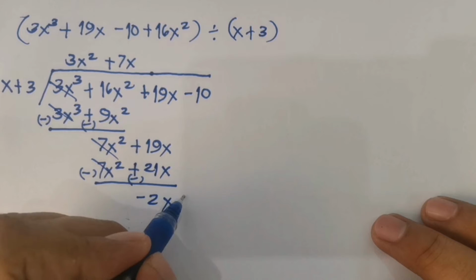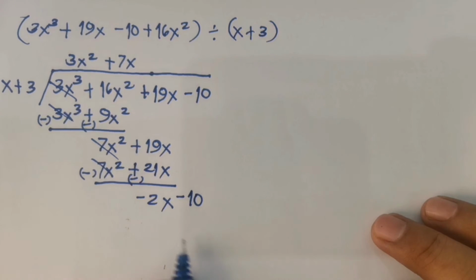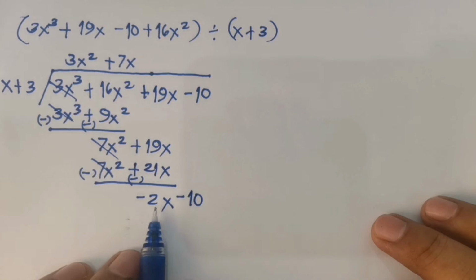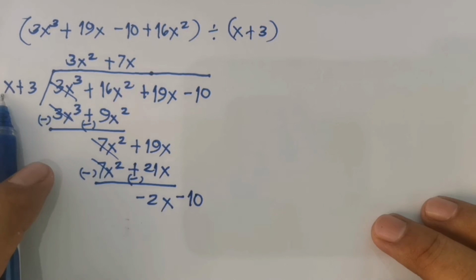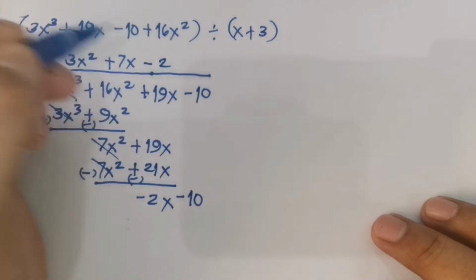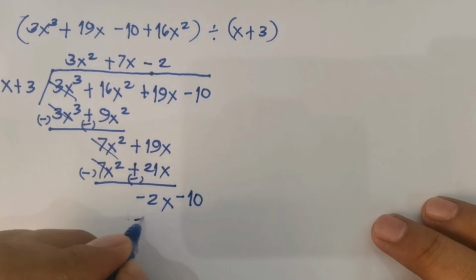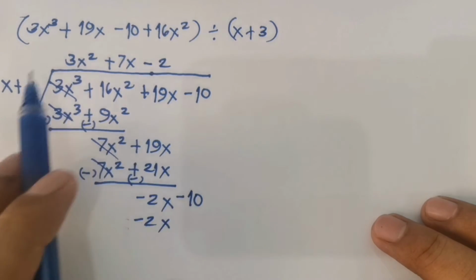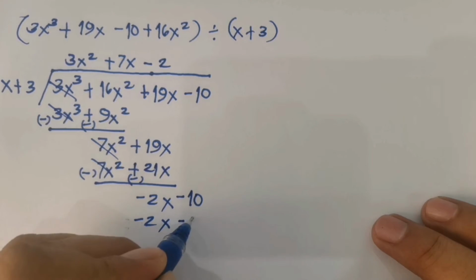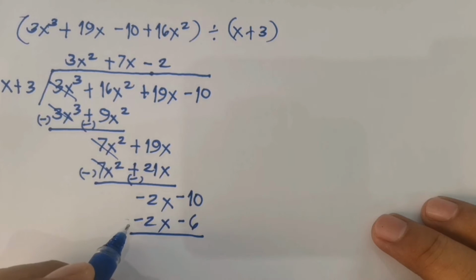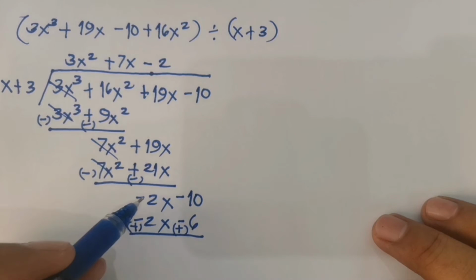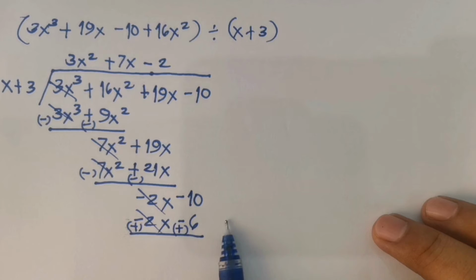Bring down the last term, which is negative 10. Then divide again. Negative 2x divided by x is negative 2. Negative 2 times x is negative 2x. Negative 2 times 3 is negative 6. Change the sign, this becomes positive. This one also becomes positive. So cancel this and proceed to addition. Negative 10 plus positive 6 is negative 4. Okay, so this one will be our remainder.